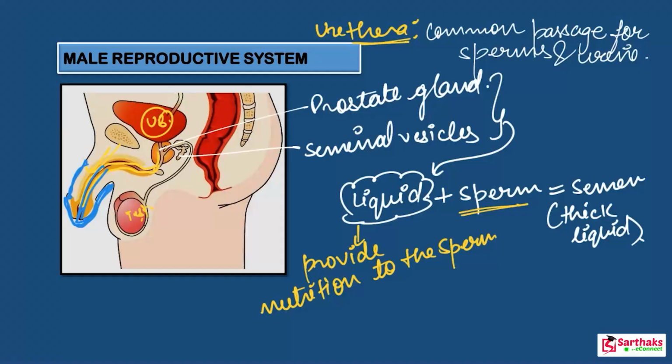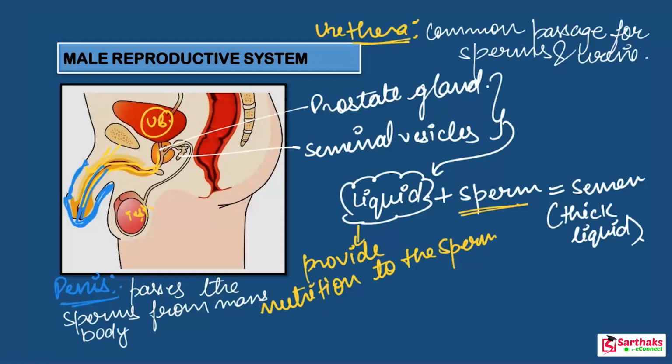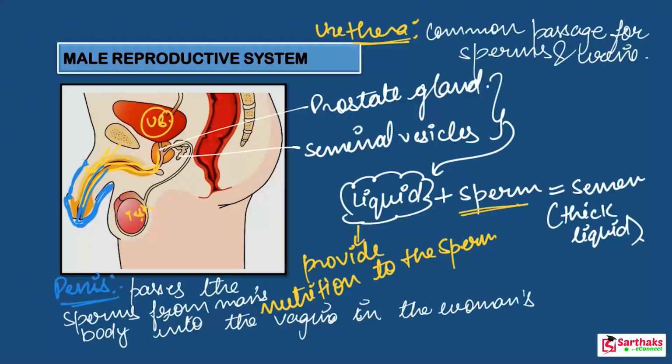So what is the role of the penis? Let me write it down. The penis passes the sperm from the man's body, or you can say the testis, into the vagina in the woman's body during the time of sexual contact, or you can say during mating, for the purpose of reproduction.